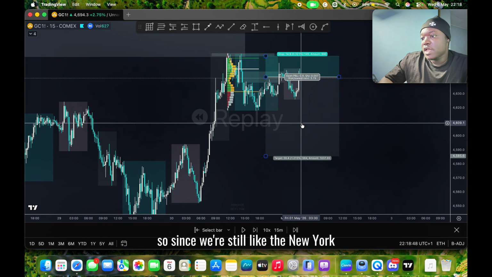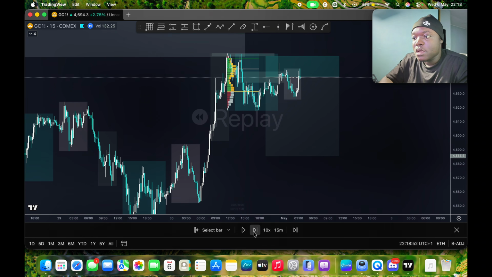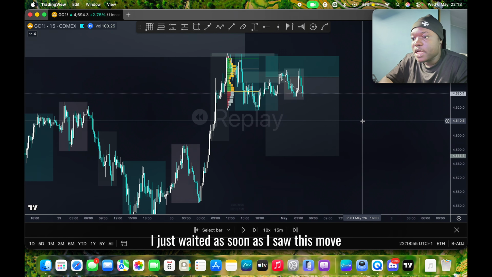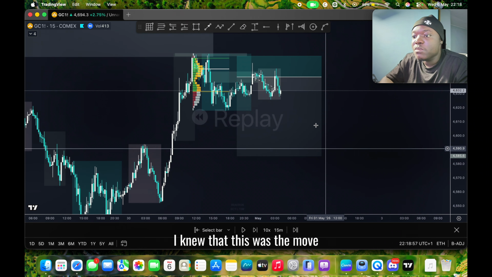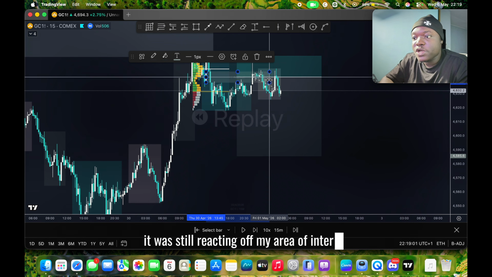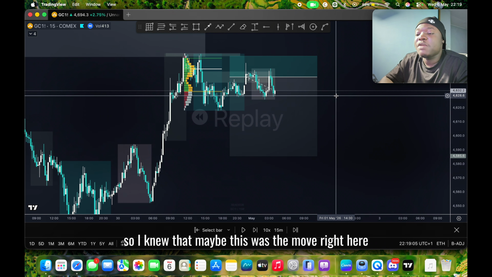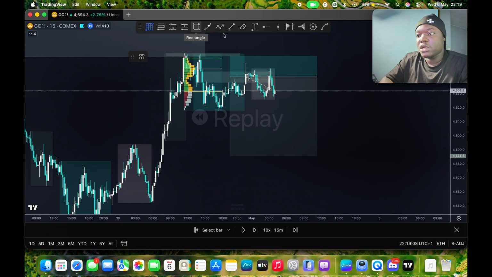So since we're still in New York, Asia, right? I just waited. As soon as I saw this move, I knew that this was a move because it was still reacting off my initial area, my area of interest. Price never broke past the area of interest. So I knew that maybe this was the move right here.